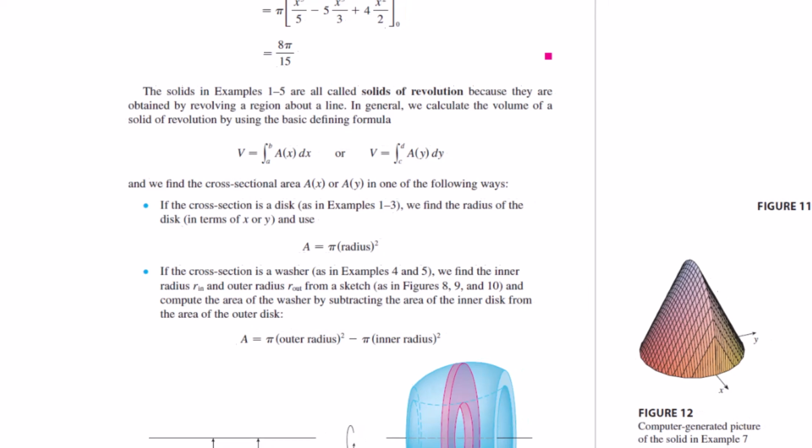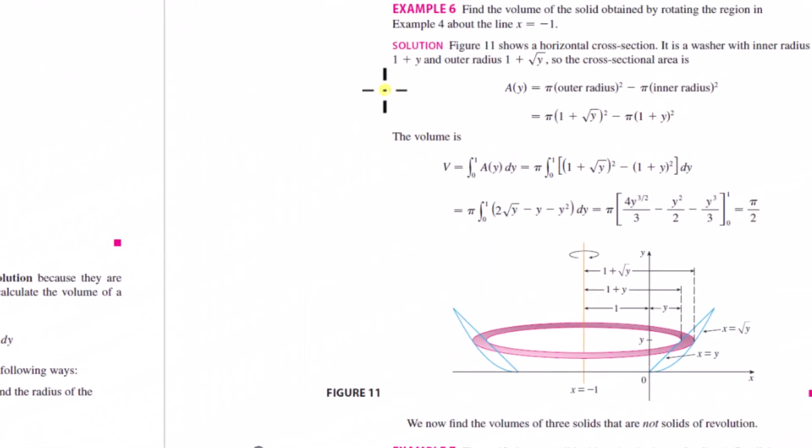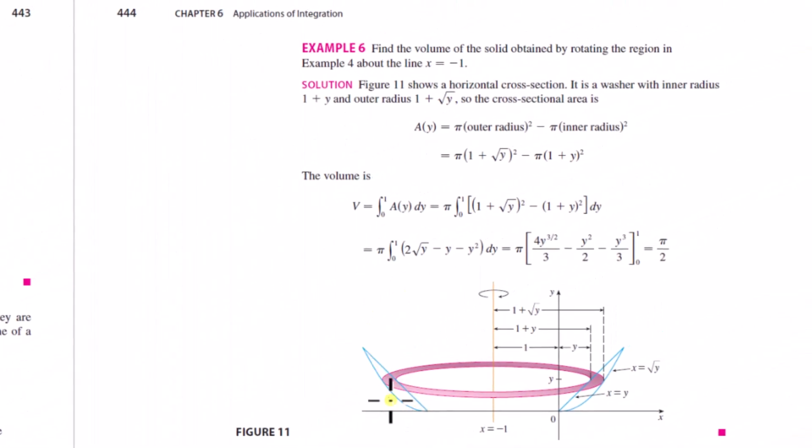Okay, here's another example. It's just another variation. It's that same area from two examples ago, but you're going to rotate it about the x-axis. So we're going to work all kinds of examples like this, but it's the same process.